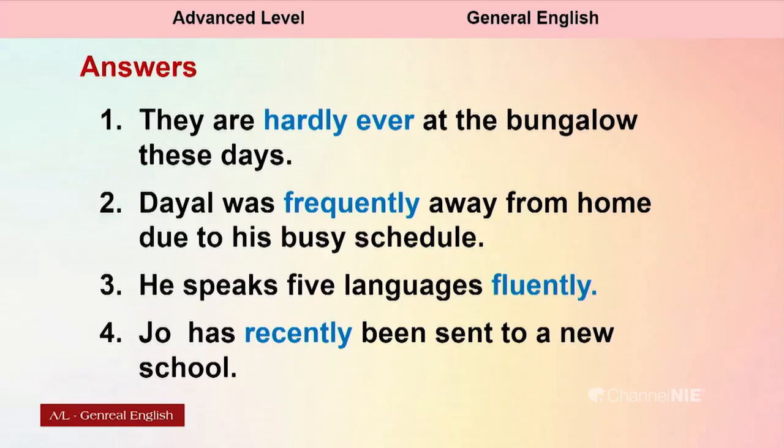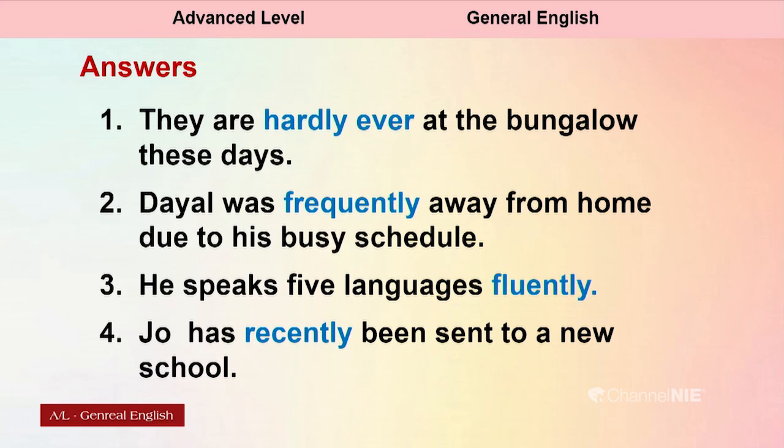The first one, they are hardly ever at the bungalow these days. Hardly ever. Dayal was frequently away from home due to his busy schedule, right? Here there is a be verb. That is why we have placed the frequency adverb after the be verb. Did you notice it here? The verb is the be verb "are". That is why that "hardly ever", the frequency adverb, has gone just after the be verb, right? So, then, he speaks 5 languages fluently. There it is not a frequency adverb, so you can just place it at the end.